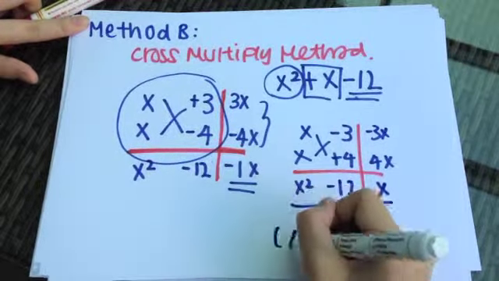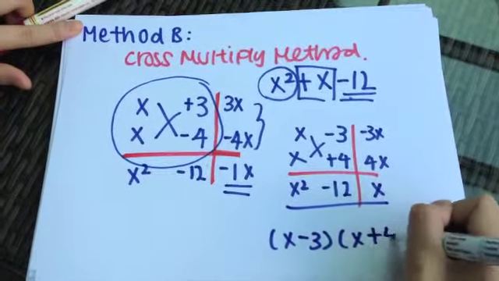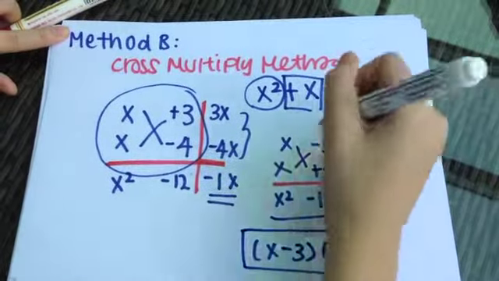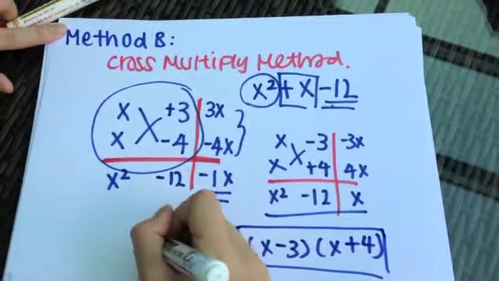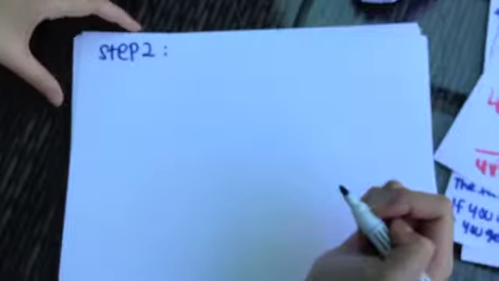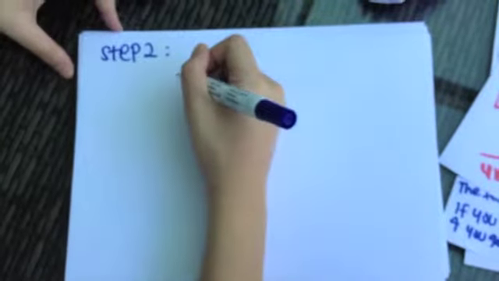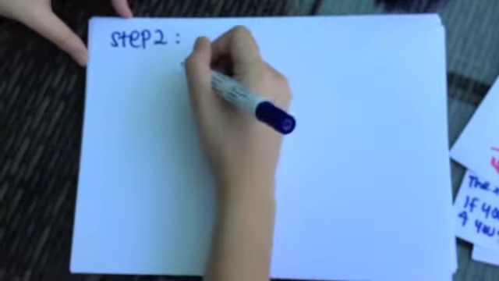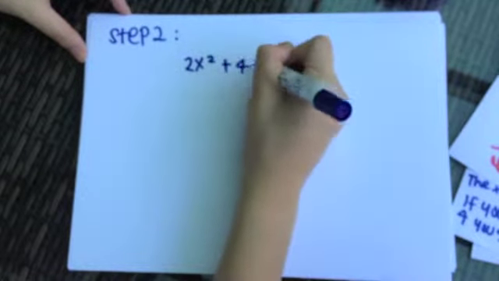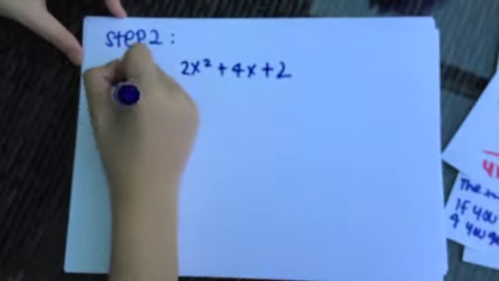So there you go. x minus 3 and x plus 4. Ta-da! And that's your answer. x equals negative 3, or x equals positive 4. So the next step, we'll be multiplying with the number in front of the x squared. For an example, I'll give an equation such as 2x squared plus 4x plus 2. So we're going to use the FOIL method first.